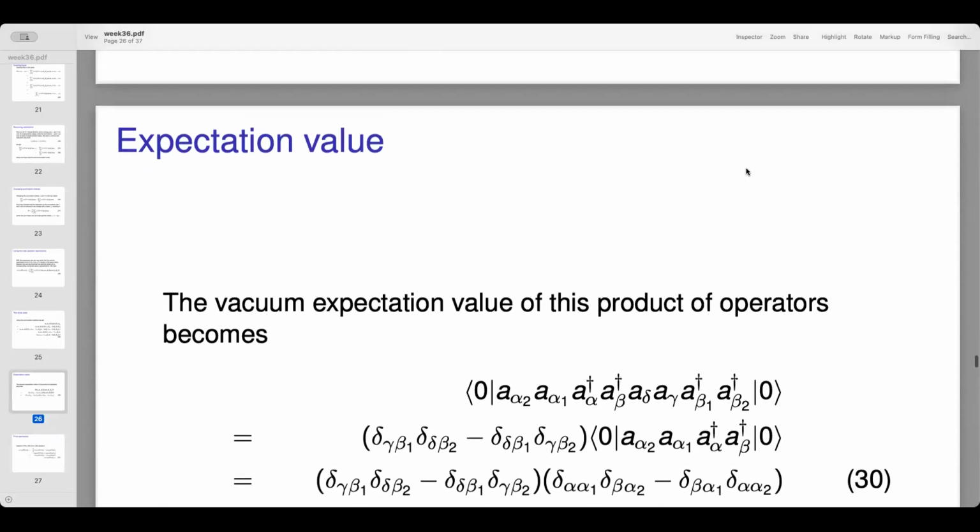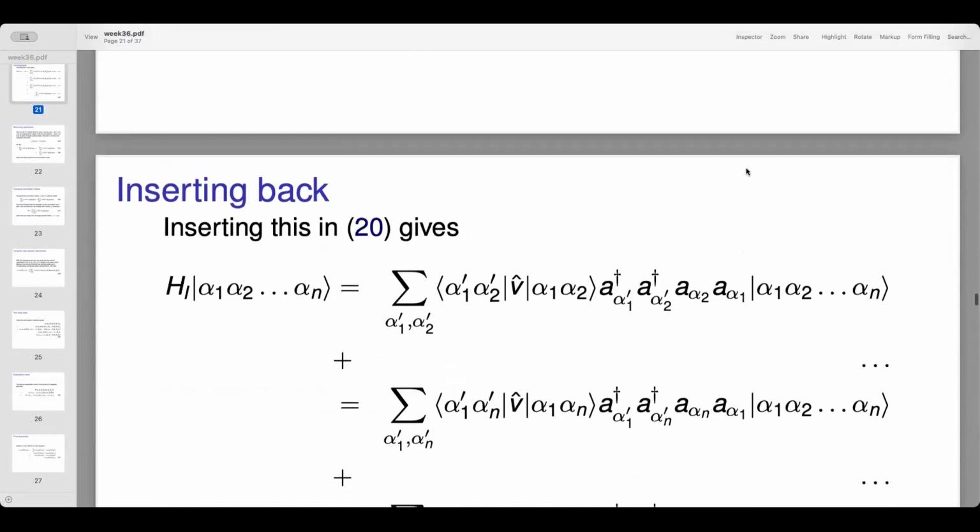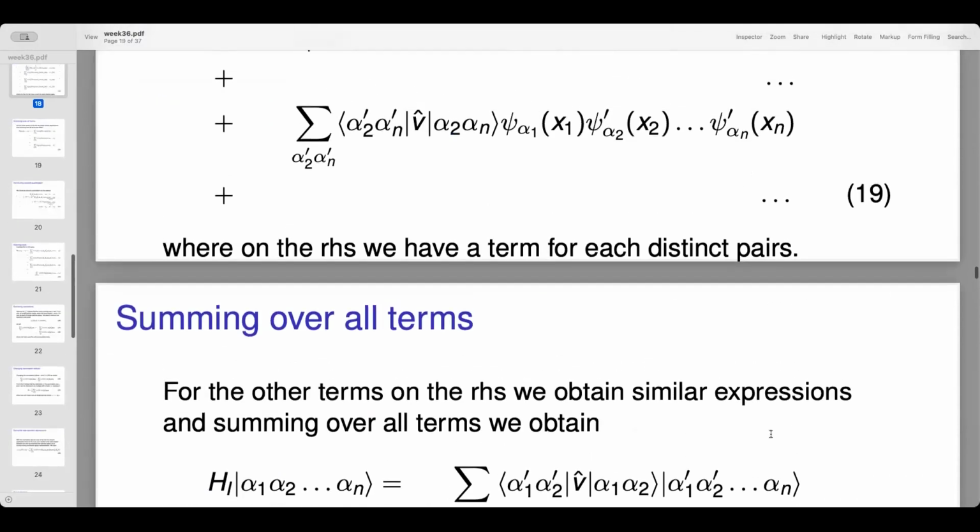Once I went through all these derivations, I think I actually put people to sleep. So I don't want to do that again.